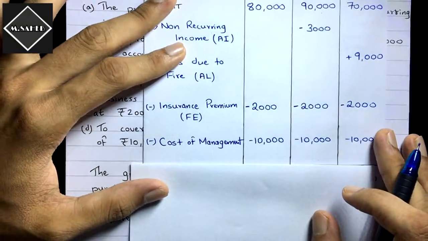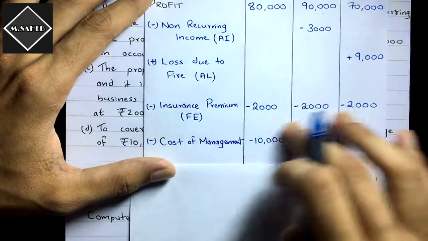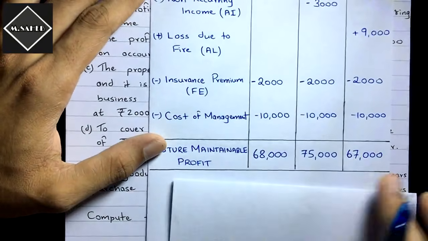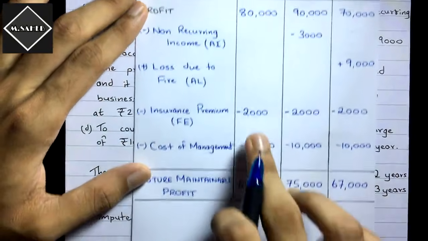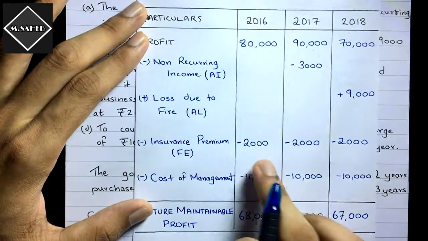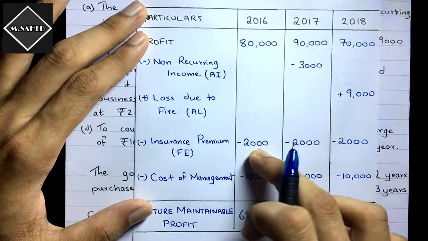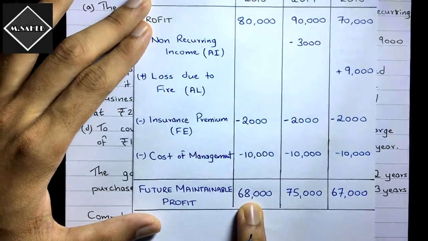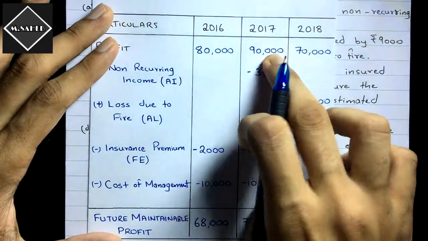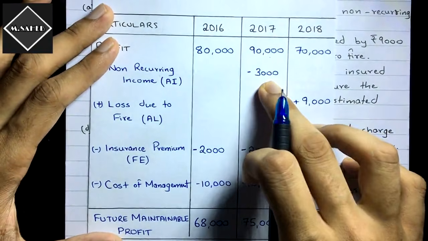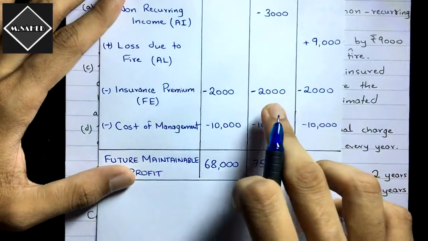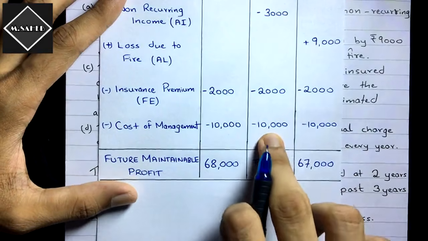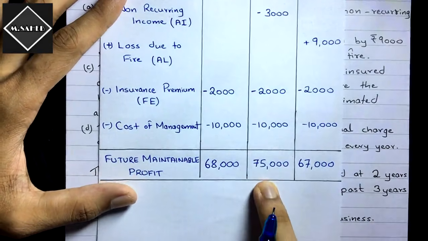Fine. And then after subtracting all this, non-recurring income and all these, you get future maintainable profit. You see, 80,000 minus 2,000, how much is it? 80,000 minus 2,000 is equal to 78,000. 78,000 minus 10,000 is equal to 68,000. And then here we have 2017, 90,000 minus 3,000, how much? It is equal to 87,000. And then 87,000 minus 2,000 is equal to 85,000. 85,000 minus 10,000 is equal to 75,000.